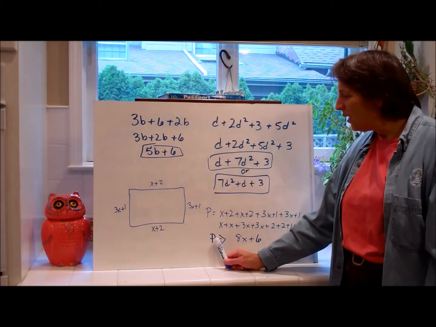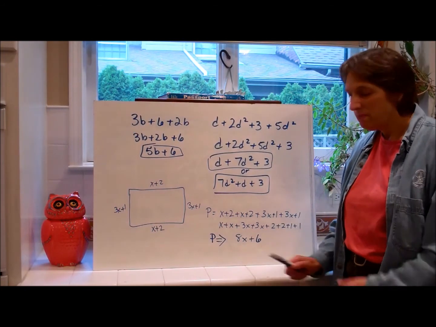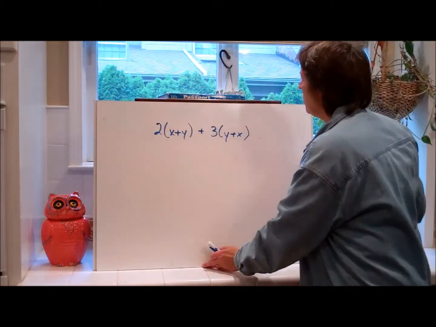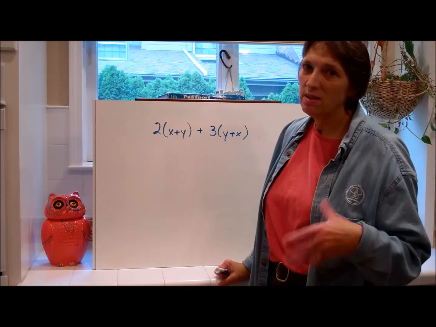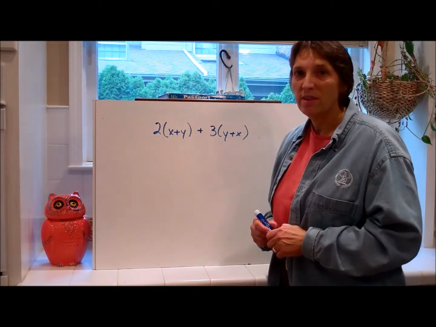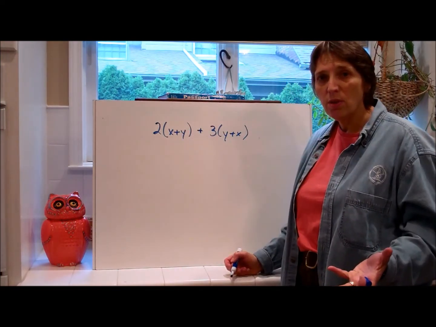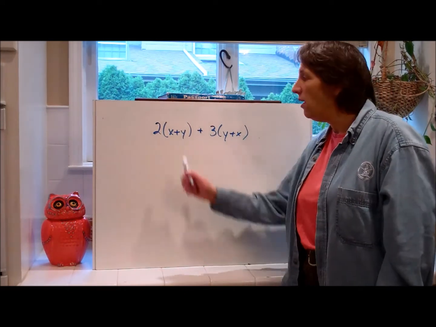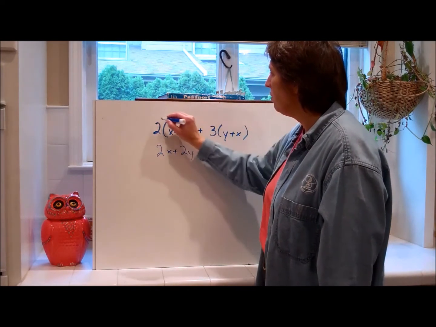So I get perimeter, therefore, the expression is 8x plus 6. Okay, now let's do this one together, because you're going to see more. The ones you just did are basic simplifying expressions by adding like terms. You're going to get more stuff like this. So you're going to use the distributive property, and the first thing you have to do, because the x and y are different terms, is you have to distribute the 2. So you're going to get 2x plus 2y, remember?